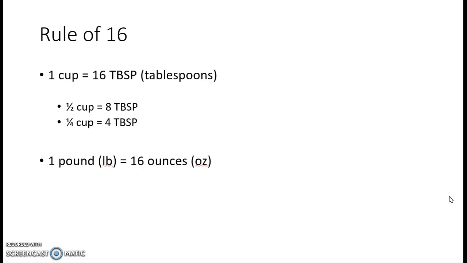Okay, rule of 16. 1 cup is 16 tablespoons. Remember that. It just is 16 tablespoons. So if you need to size a recipe down, 1/2 of a cup is 8 tablespoons. 1/4 cup is 4 tablespoons. Another important 16 is that 1 pound equals 16 ounces. We just need to know that as we're sizing ingredients up and down.